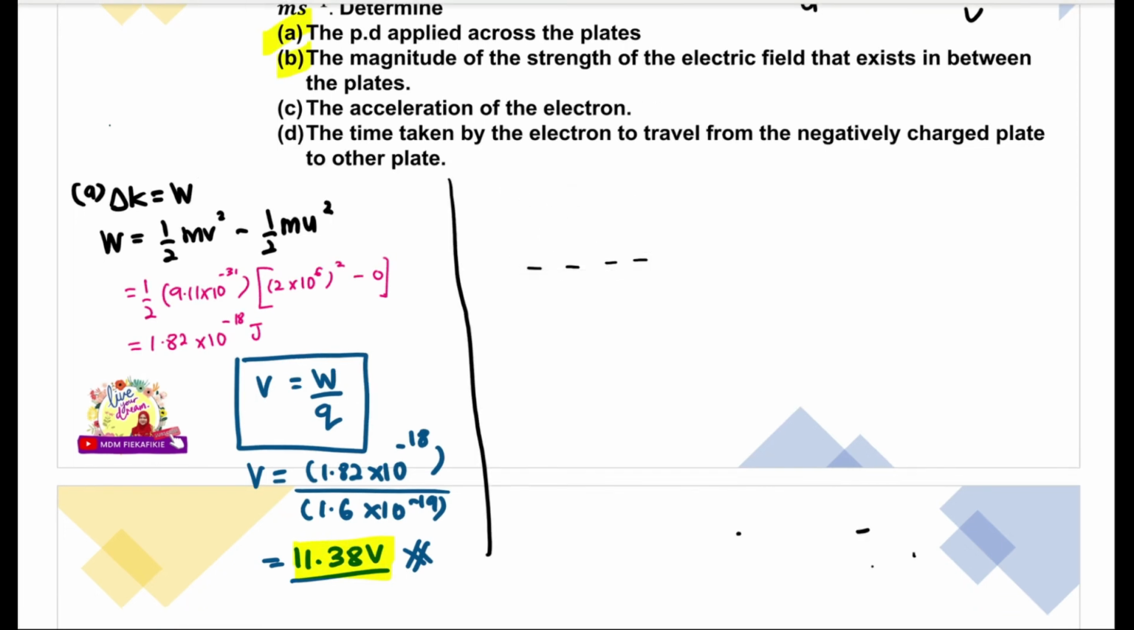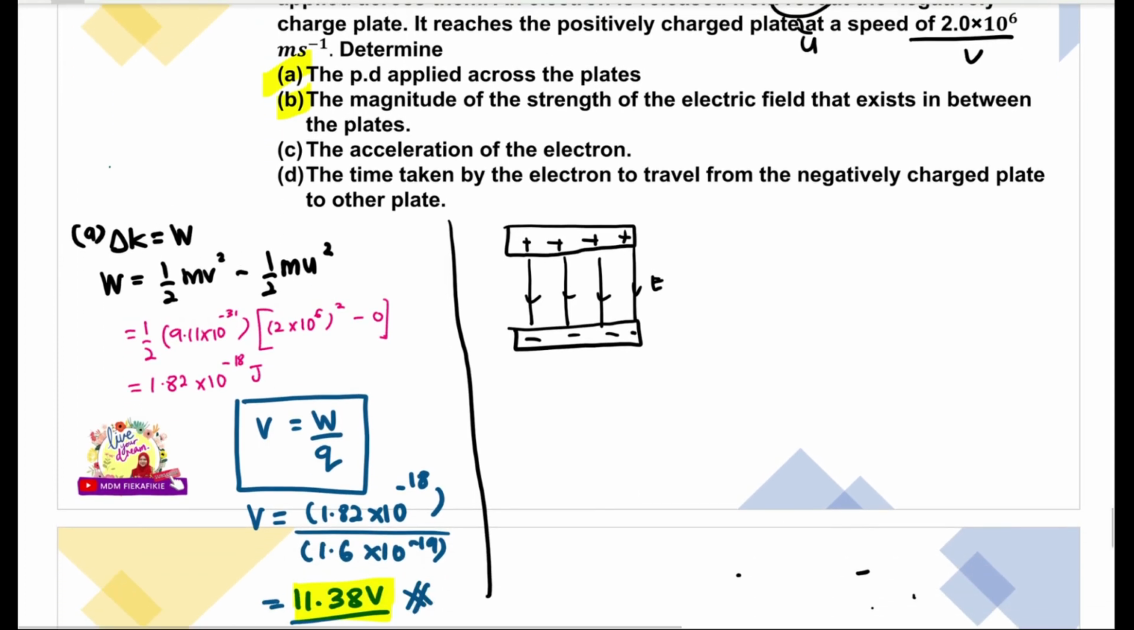Alright, jadi untuk soalan A ni, kita dah dapat jawapan, atau we can try to solve for A by using a second method. Let's say here we have a positive plate and this is the negative plate, and this is the electric field E between the plates. We have an electron that is released from rest, and it is moving upward. So dia sampai dekat sini lah.